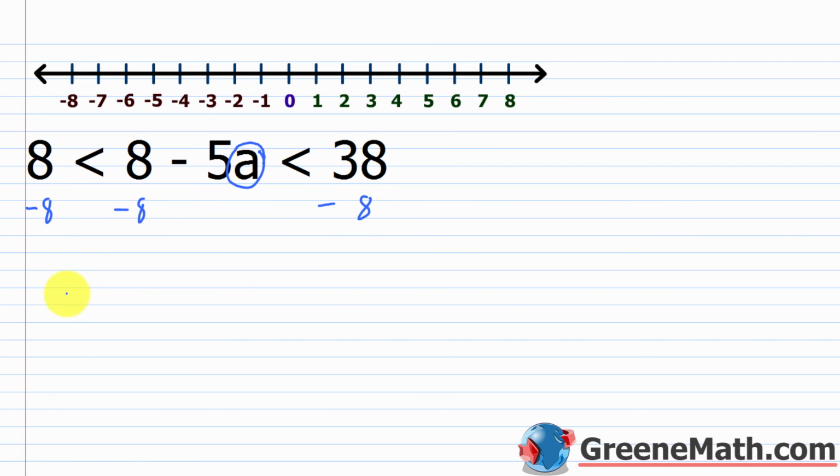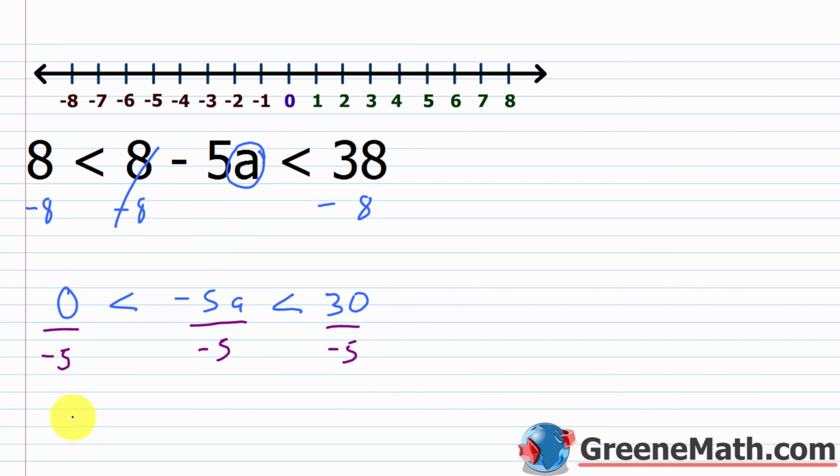Then 8 minus 8 is 0, so I'd have negative 5a, and then less than 38 minus 8 is 30. Now if I want a by itself, I would divide each part by negative 5. But remember, if I'm dividing by a negative, I've got to flip the direction of the inequality. Right now, these are less than. So if I flip the direction of that symbol, it's going to become a greater than.